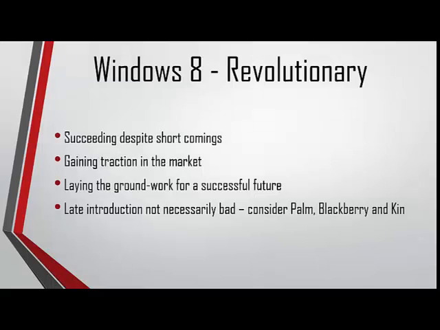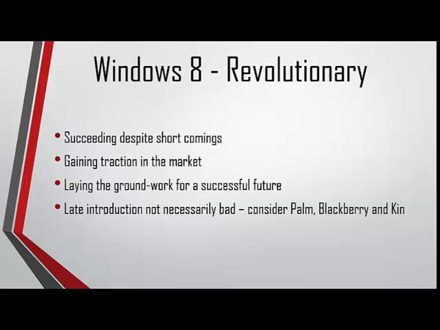Windows 8 can be considered a revolutionary operating system versus evolutionary, meaning that it's the first platform to be able to work across all devices in the manner that it does. It is succeeding despite the shortcomings. It's gaining traction in the market. It's laying the groundwork for a successful future for other operating systems to come in and be even more powerful than what Windows 8 has been.